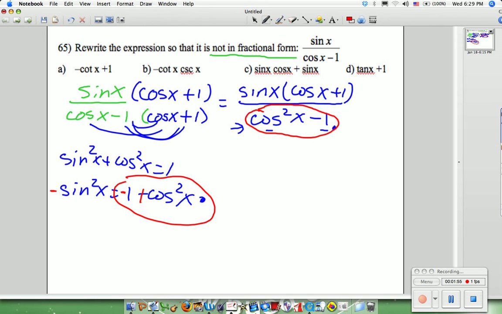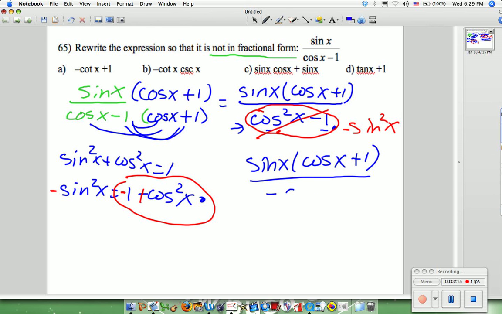Therefore, we can replace this group right here with negative sine square x. All right, so that goes away. Let me rewrite this so it looks better. The top is sine x, cosine x plus 1. The bottom we have here is negative sine square x. I can see right away there's something we can reduce. Take out the sine x, take out the single sine. So what we have left is cosine x plus 1 all over negative sine x.